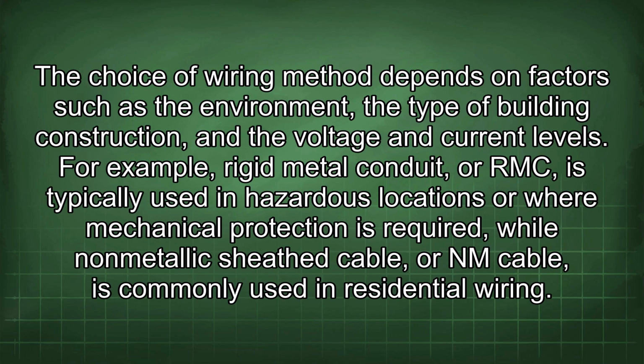The choice of wiring method depends on factors such as the environment, the type of building construction, and the voltage and current levels. For example, rigid metal conduit, or RMC, is typically used in hazardous locations or where mechanical protection is required, while non-metallic sheathed cable, or NM cable, is commonly used in residential wiring.